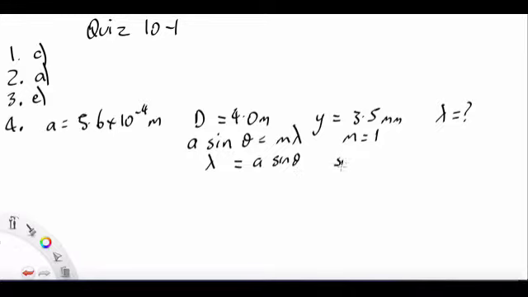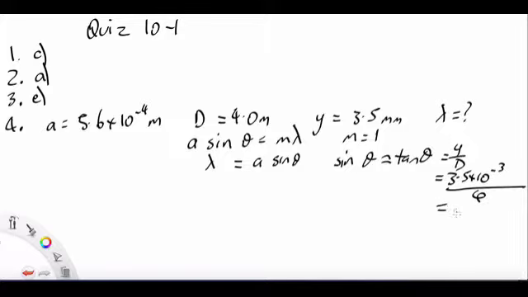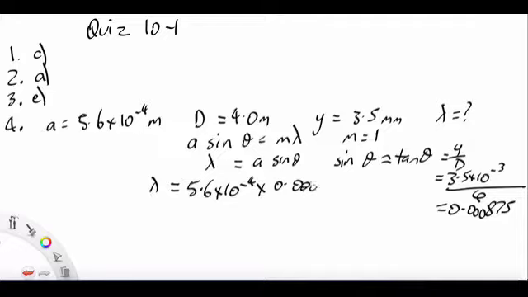And so we want to know sine theta. We make the usual approximation. It's about tan theta, which is y over d, which is 3.5 by 10 to the minus 3 over 4, which is 0.000875. So that gives us a wavelength equals a, which is 5.6 by 10 to the minus 4, times 0.000875, which is 4.9 by 10 to the minus 7 meters, or 490 nanometers.